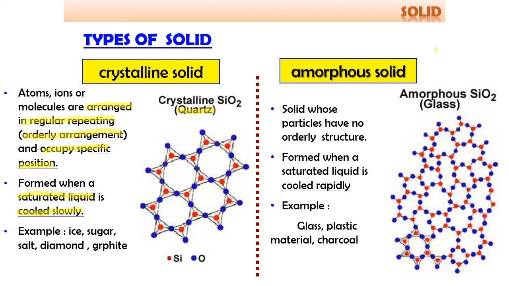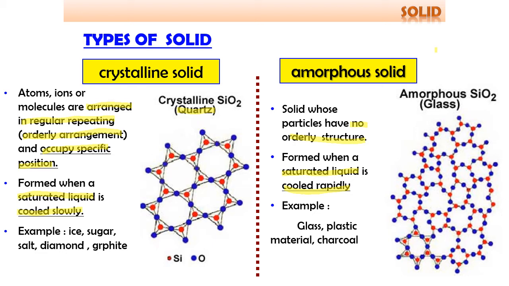And this causes them to have a high melting point. Alright, so let's have a look at amorphous solid. For amorphous solid, they have no orderly structure. And how does this form? It is formed when you have your saturated liquid that is cooled rapidly. So it means the atoms or ions or molecules do not have much time to arrange themselves in an orderly manner. So dia punya arrangement is random or not in order lah.